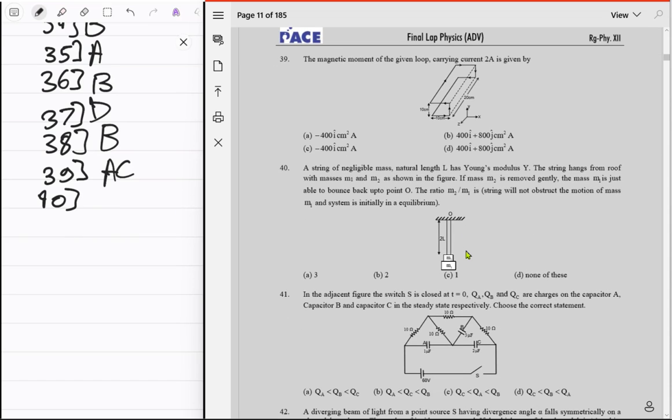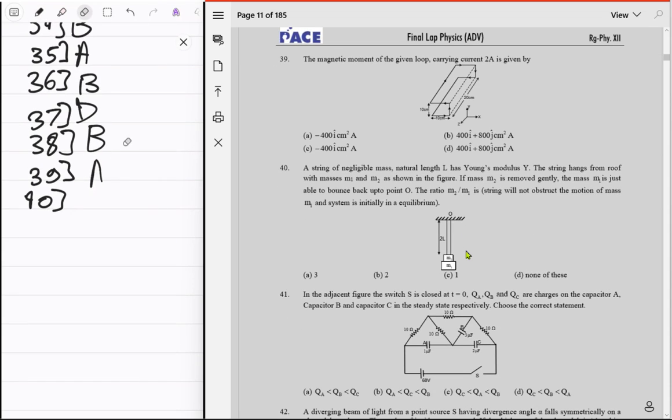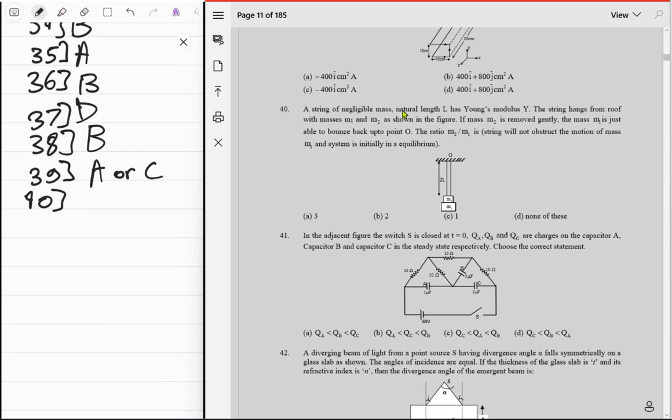A string of negligible, एक और C लिखना चाहिए, I think. String of negligible mass. Natural length L has Young's modulus Y. The string hangs from the roof with masses m1, m2 as shown in the figure. If the mass m2 is removed gently, then mass m1 is just able to bounce back up to the point O. m2 को release किया, m1 just bounces back. और ये क्या चीज है? ये it's a string of negligible mass, natural length L. Oh, so it's like a, oh, okay, got it.